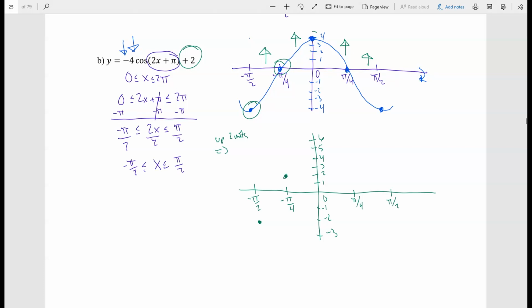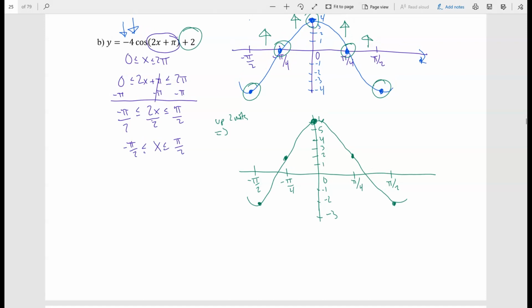At 0, I can see that I'm at 4. I'm going to shift it up 2 units, so now I'm going to be at 6. For pi over 4, I'm at 0, shifted up 2 units, I'm at 2. And then for pi over 2, I'm at -4, shifted up 2 units, I'm at -2. So you can see that the graph kind of looks like this, if I can draw right. Okay, I'm a terrible drawer.